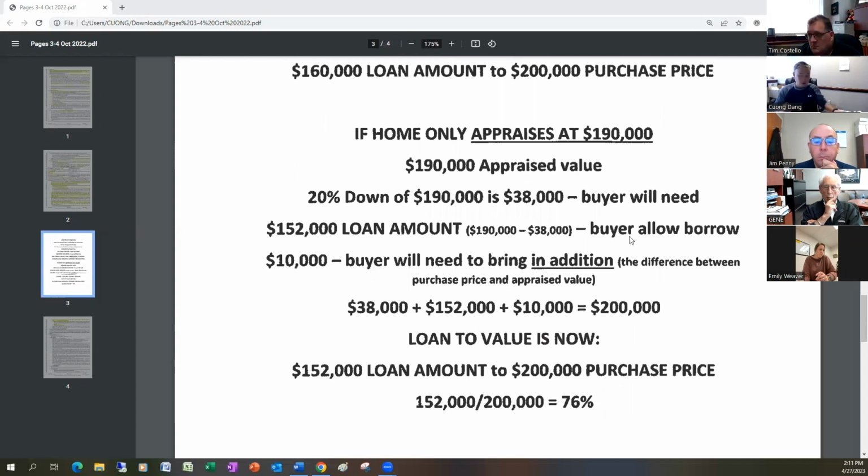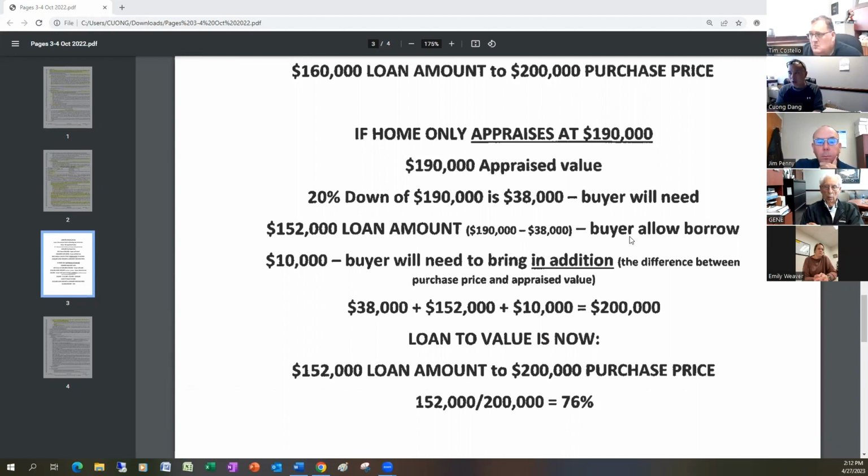Okay, so let's say the appraised value is $190,000. 20% of $190,000 is $38,000. That's what the buyer will need for their down payment, $38,000. The loan amount now is $190,000 minus $38,000, and you're left with $152,000. That's all the bank's willing to loan you, $152,000.